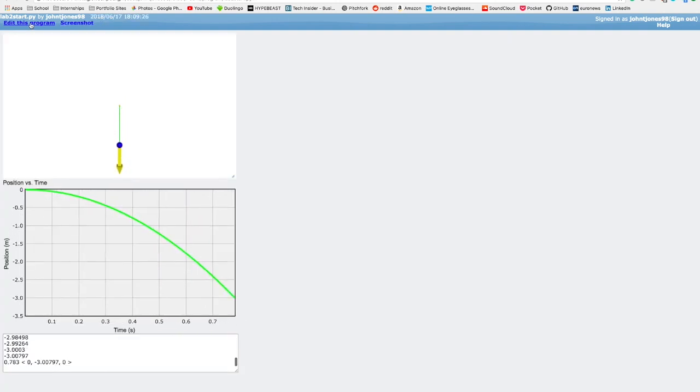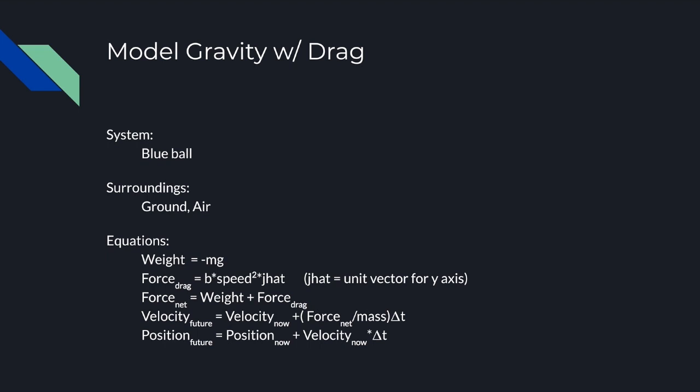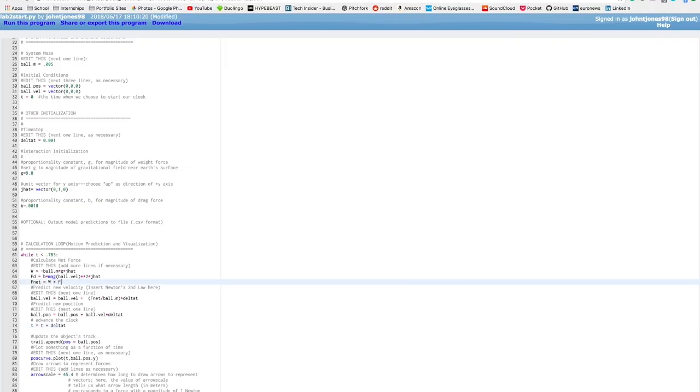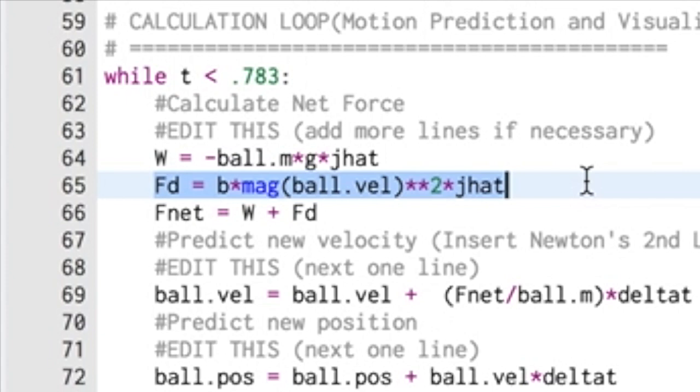Now we will model an object falling with the effect of gravity and drag force. Our drag force is going to be pushing opposite to our gravitational force. Our system will remain the same, the blue ball, with the surroundings as the ground and the air. We will use the same iterative process to predict the motion based on the momentum principle. The change we will make will be calculating our drag force. Mag_vel is our speed, which we squared and multiplied by b in our unit vector to get our drag force.